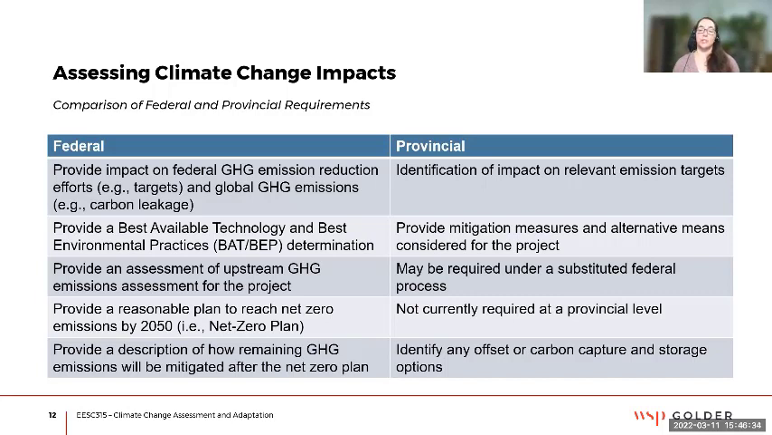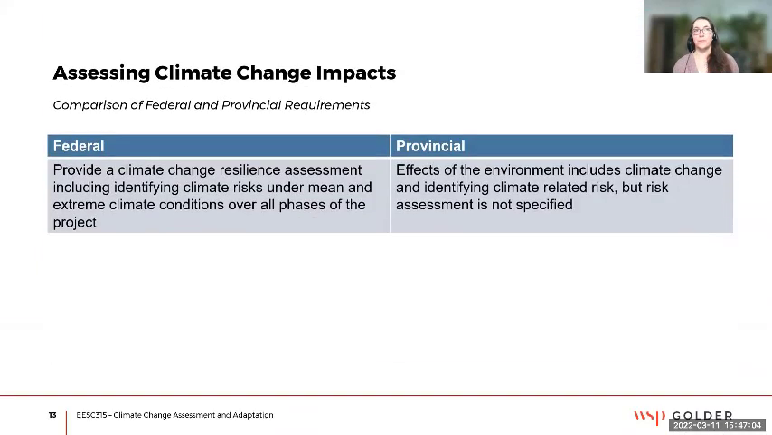And then your description of how you're going to get to the net zero, you need to include that in your net zero plan, because you have to get back to zero. But within the provincial level, you can identify any offset or carbon capture and storage options. So again, those ones are reasonably equivalent. So you're following a lot of the same process. You're following a lot of the same information. The level of detail that you're required to provide and the justification is much higher on the federal side.